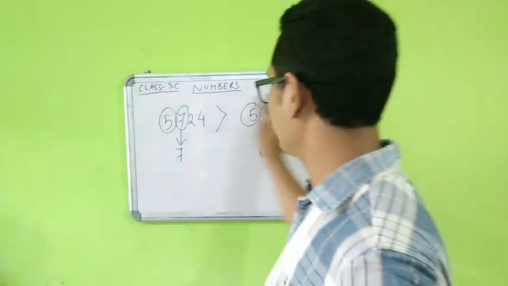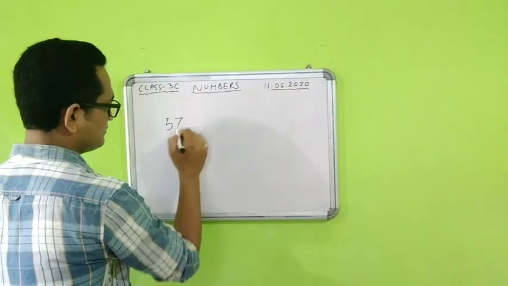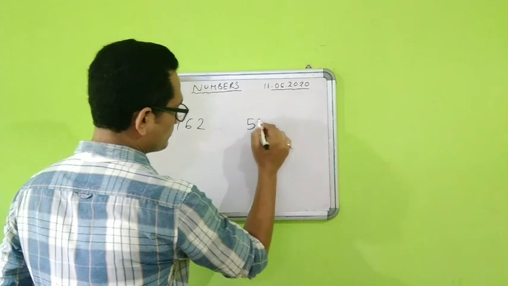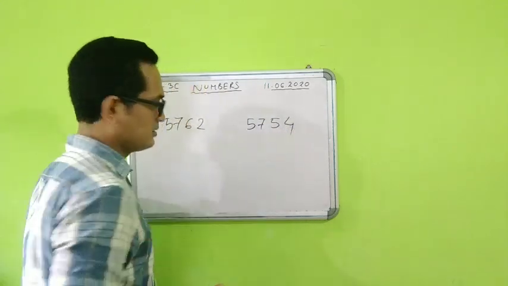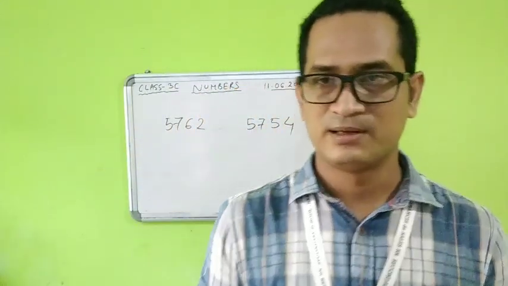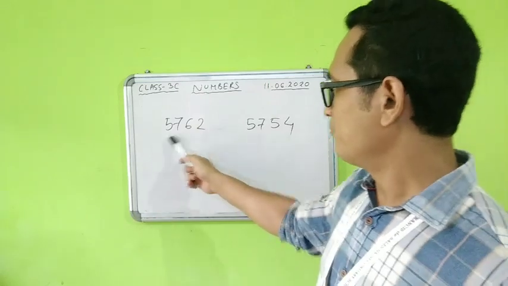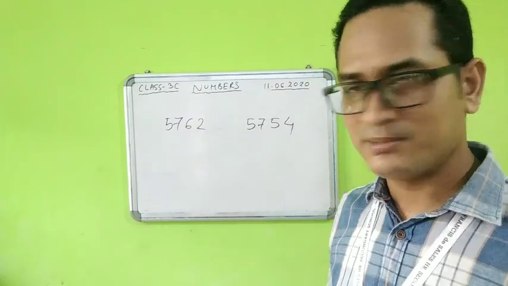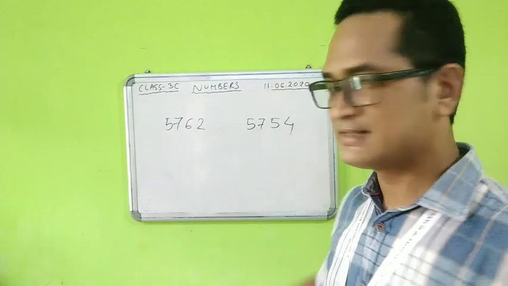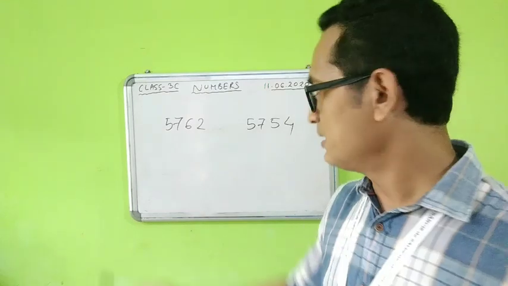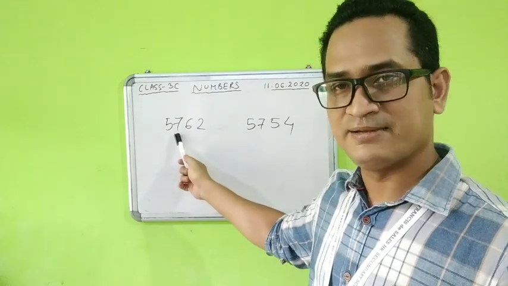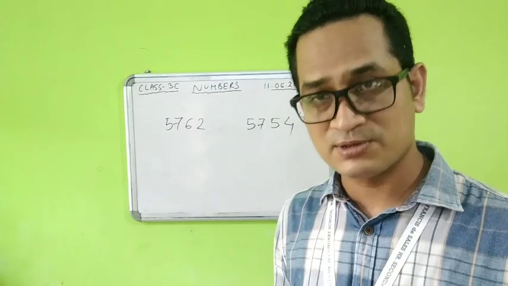Now there may be one more situation, or one more type of numbers you can get. Suppose I now take it like this. Now suppose this happens. These two numbers I have written. 4 digits, same number of digits. Extreme left hand side, 5, same. Then you go for the next place, that is having 7, here also having 7, that is also the same.